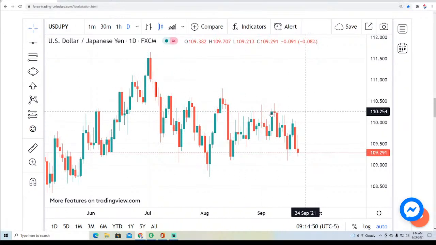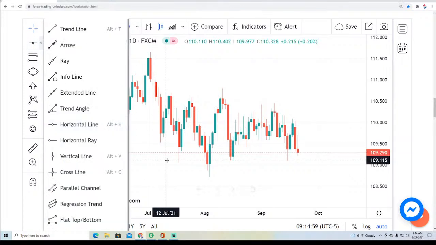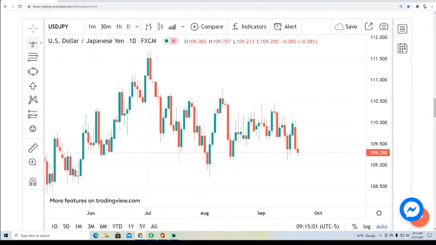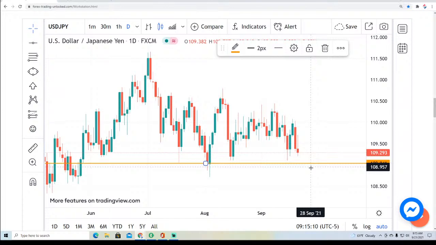This thing is just grinding. Over the past week and a half it has been making lower move lows and lower move highs, but we're looking at these key lows that come in right around here. You can see this is a big support area. We have this barely penetrated here. So this area of 109.04 seems to be a big base.